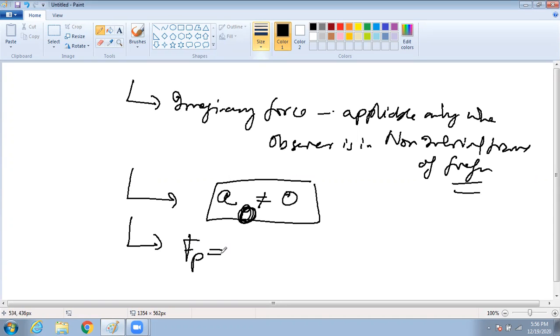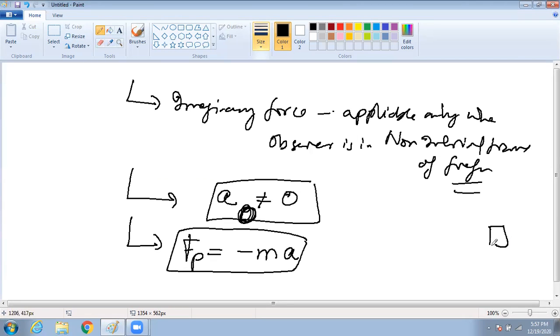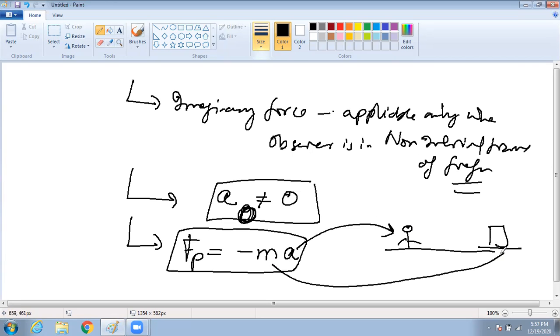Next is what? What is pseudo force equal to? The pseudo force will be equal to minus ma. Why? I will explain. We saw an example that this mass was there and Pritam is standing here. So this is the acceleration of our observer and the mass of the object, and it is in the opposite direction. If the observer is going in this direction, pseudo force is applicable in the opposite direction.